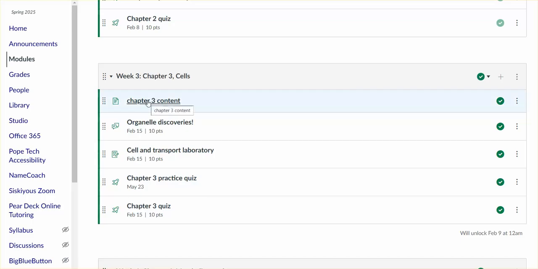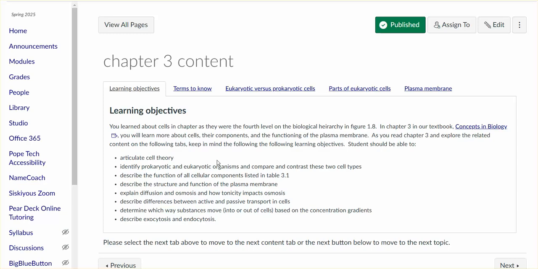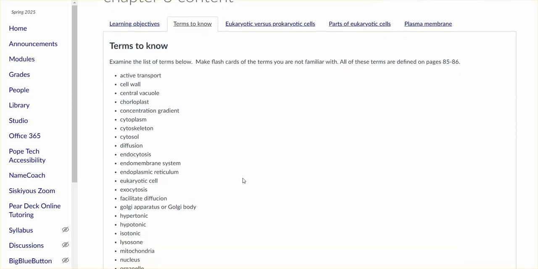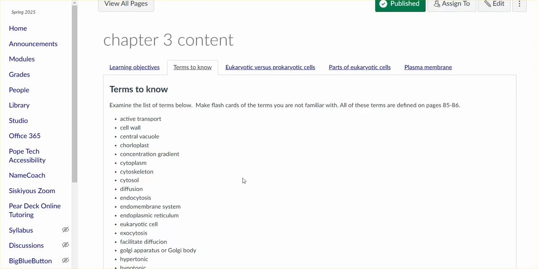This week we'll be studying content from chapter 3 about cells. The content page includes some learning objectives to help guide your reading of chapter 3. It also includes some terms to know, and I recommend you make flashcards of the terms that you don't know on this list and study those flashcards.